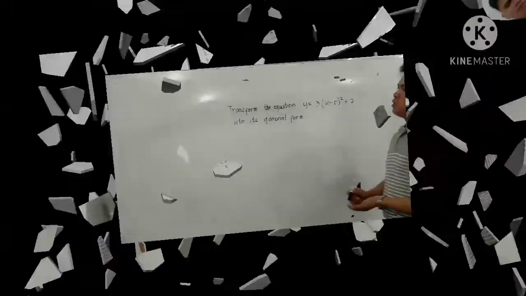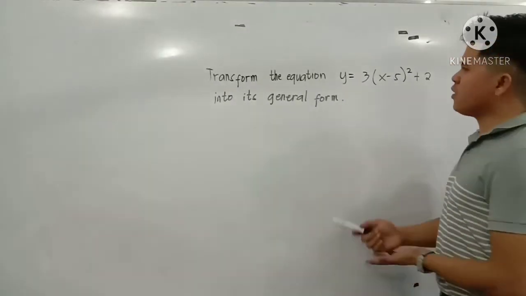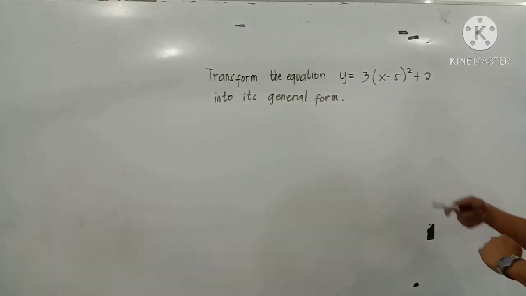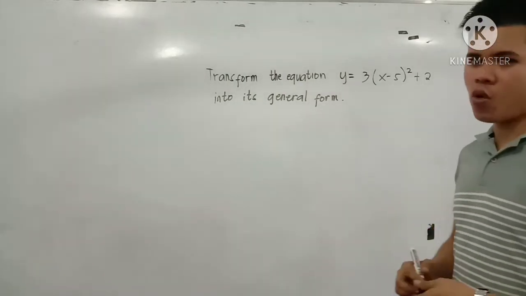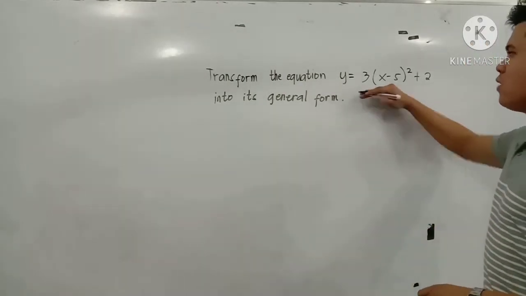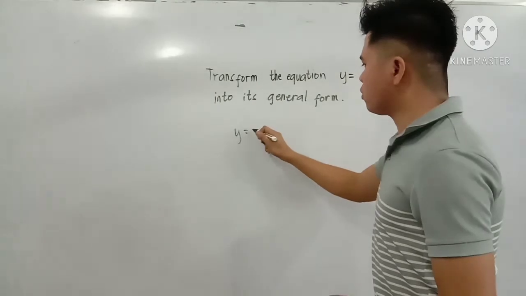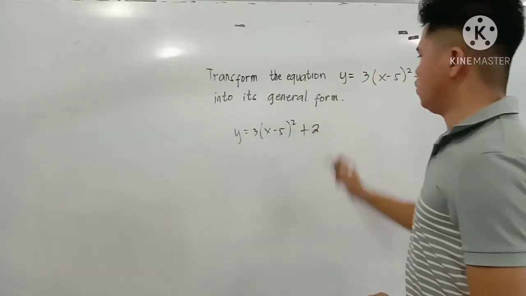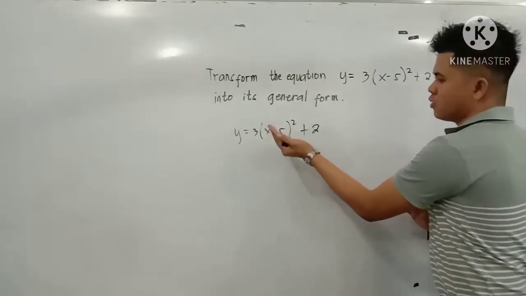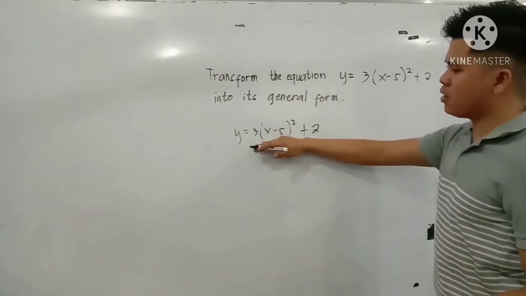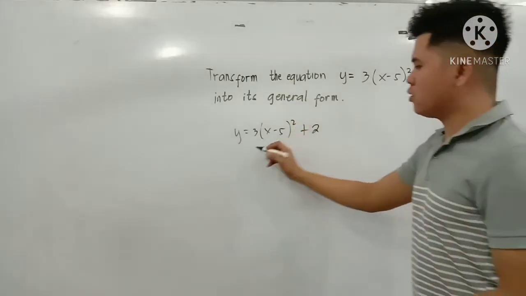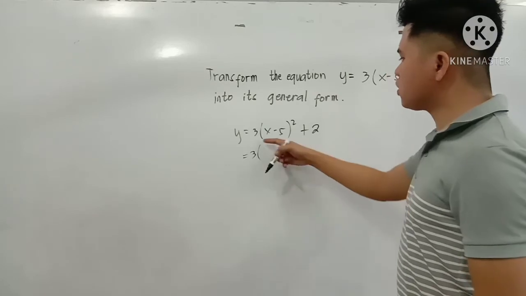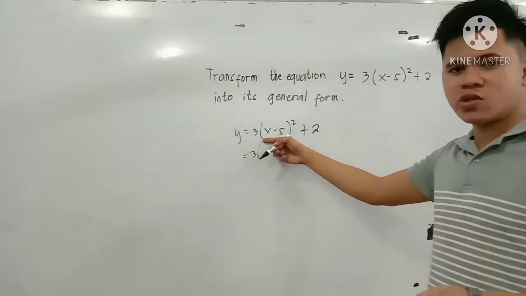Last example. Let's say transform the equation y is equal to 3 times the quantity of x minus 5 squared plus 2 into its general form. So again, copy the given equation, y is equal to 3 times x minus 5 squared plus 2. So, expand this binomial since it is squared. So, copy this 3, then to expand this one, we have to make it into a perfect square trinomial.